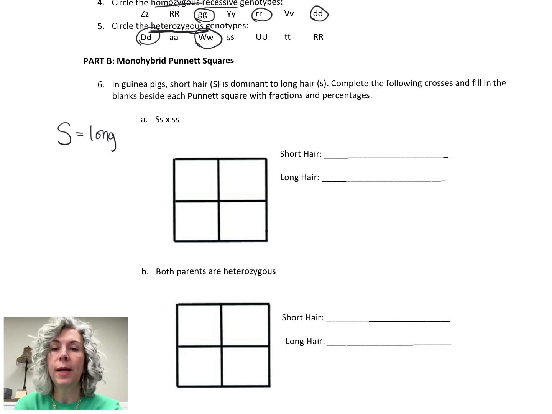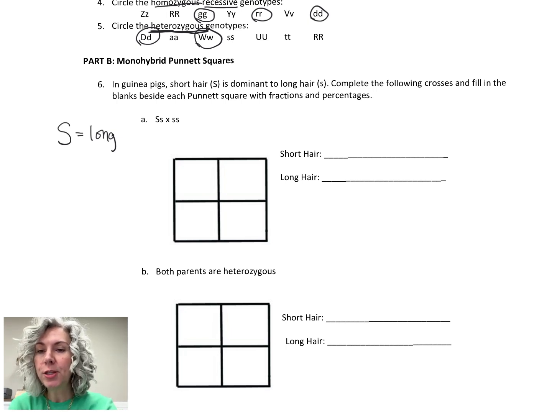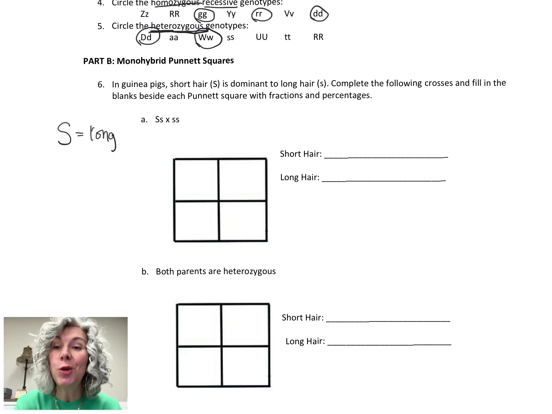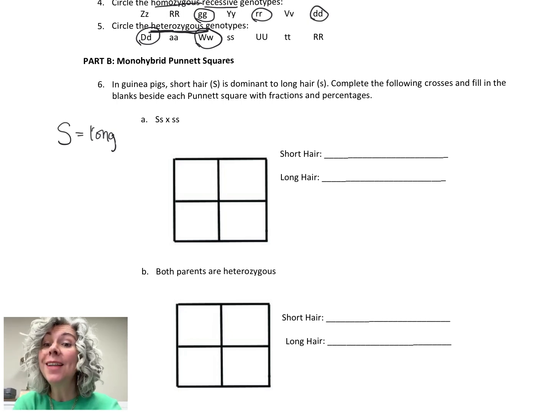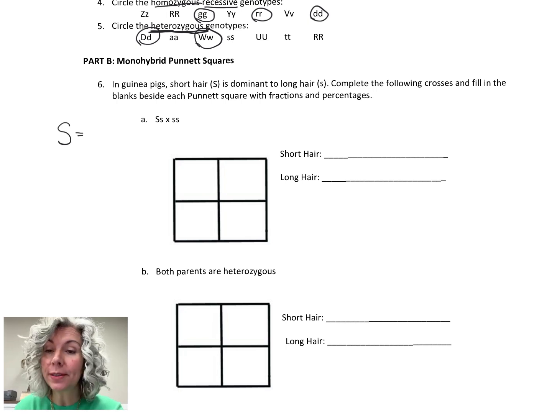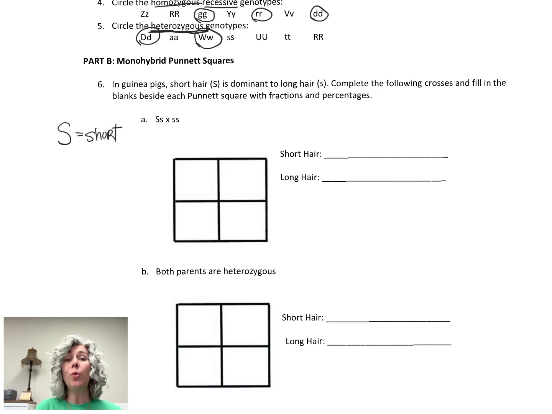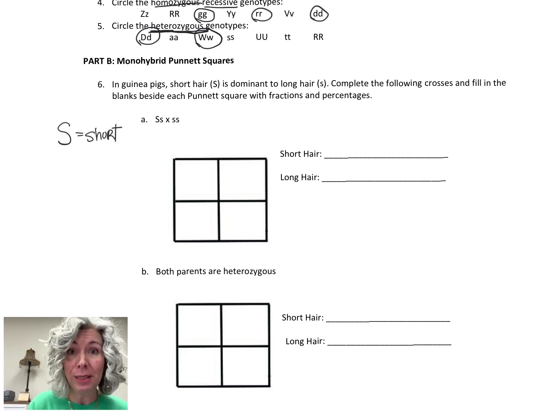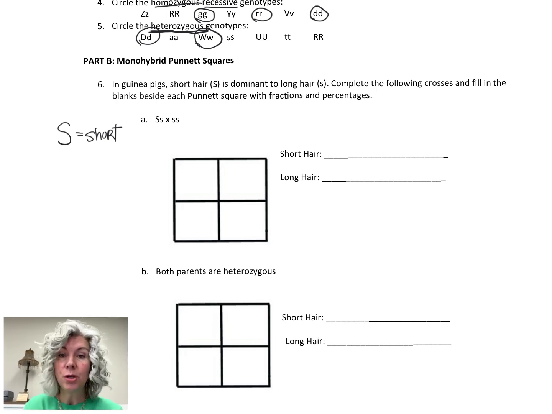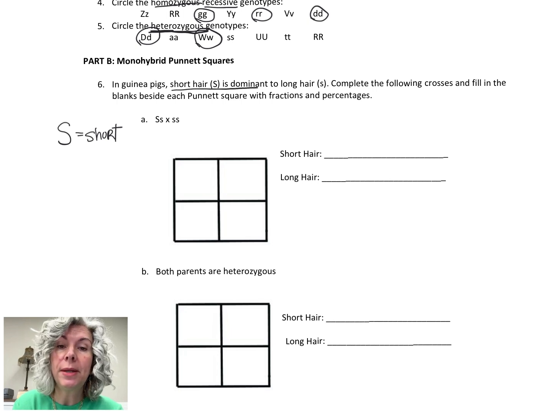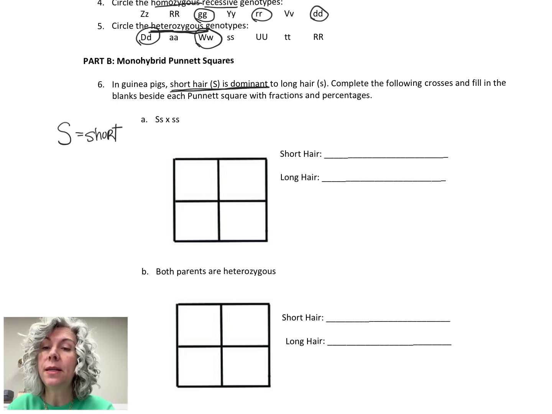Okay. No, sorry. I just messed that up, didn't I? I hope y'all noticed that. I was kind of reading the question. It says dominant to long hair. It's not long. It's dominant to long hair. So let me go back. Capital S is short. Okay, capital S is short. We probably would have just used the letter L to symbolize long, right? If it was dominant. So this is short hair. Short hair is dominant to long hair. So that means lowercase s is going to be long.